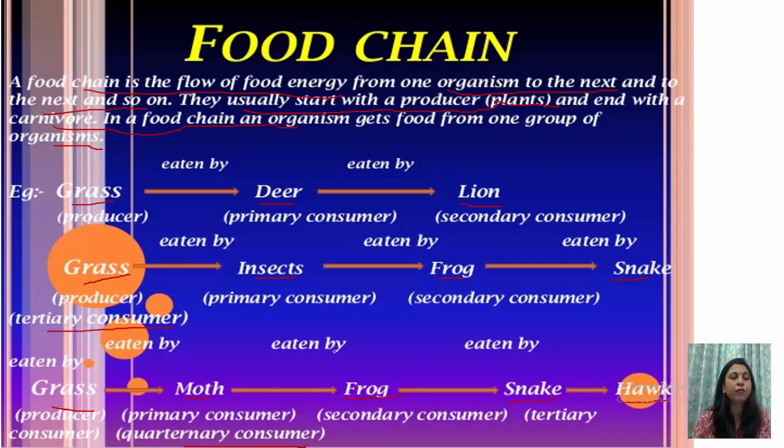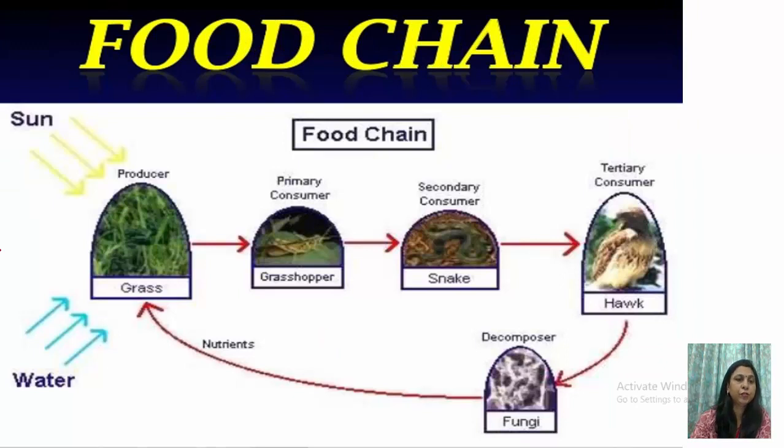Primary consumers are consumers of the first level. Secondary consumers are consumers of the second level. Tertiary consumers are consumers of the third level, and quaternary consumers are the consumers of the fourth level. Now this is a food chain.